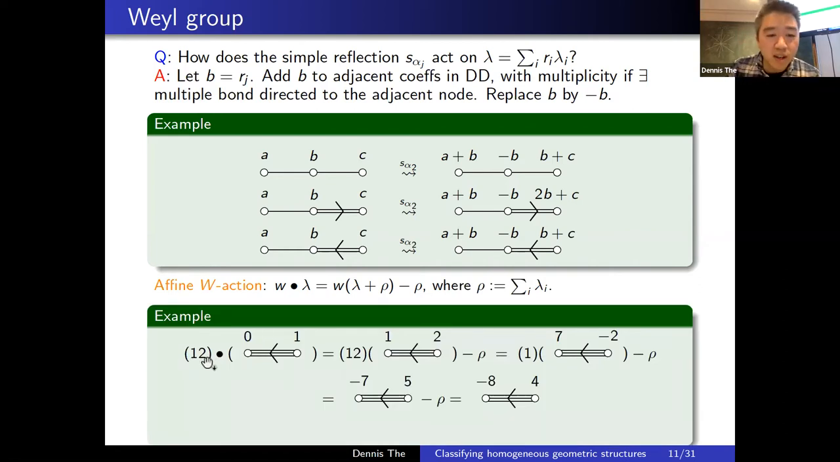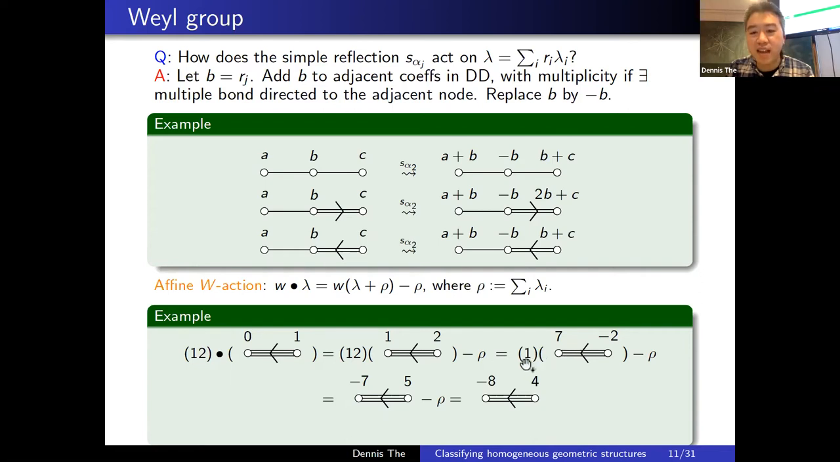Example: (1, 2) affinely acting on this weight over here. So what do I do? I add ones to each node, so I get 1, 2. I'm going to subtract that after the action. And then here is the action of S alpha 2 first. So I'm reflecting over here. That gets flipped to its negative. And then with multiplicity, 2 times 3 plus 1 gives me 7.